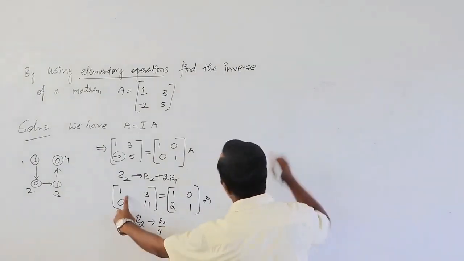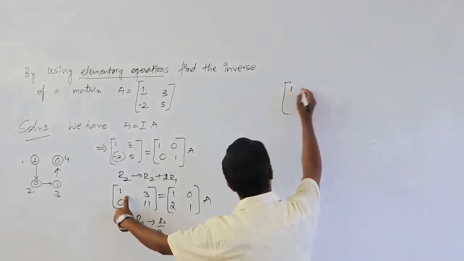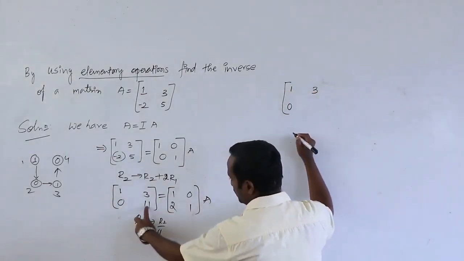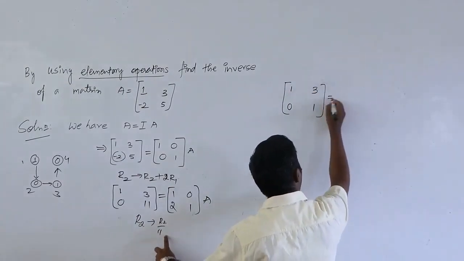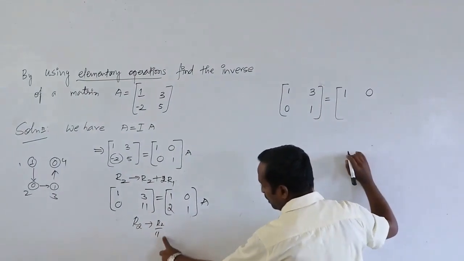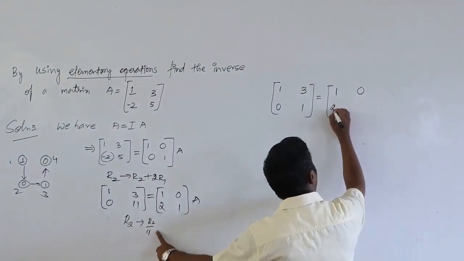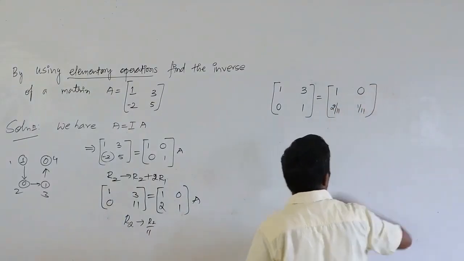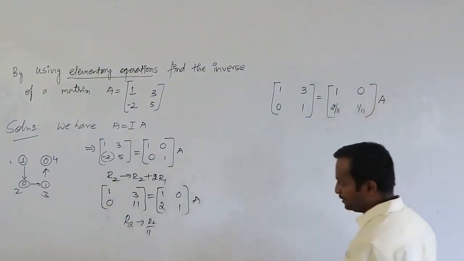Now apply the operation here. R1 is not changed. So 0 by 11 is 0. 11 by 11 is 1. Next, here operation on 1, 0: R2 by 11, 2 by 11. This is 1 by 11. Okay, this one you compulsorily have to write.